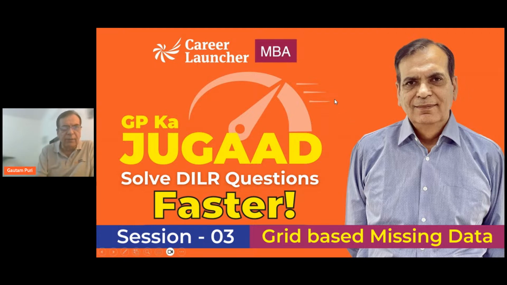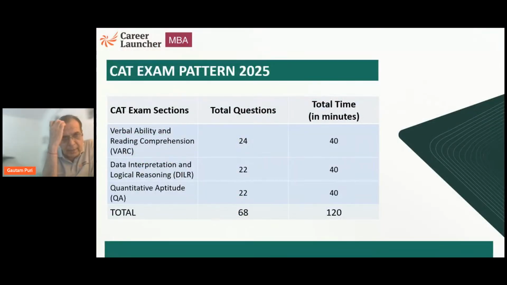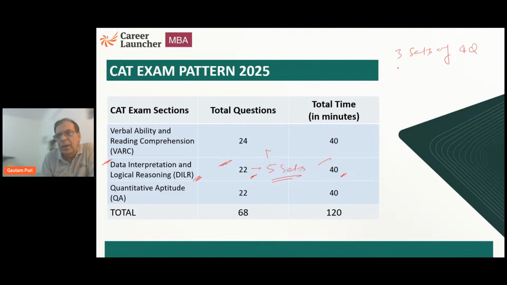Okay, so let's get started with the session. Very quickly, just an overview. CAT has 3 sections, and we are talking about the middle section, which is the DILR section, which last year gave you 22 questions to be solved in 40 minutes, and these 22 questions were split between 5 sets of data. There were three sets of, if I remember correctly, 4 questions each, and 2 sets of 5 questions, which would add up to 12 plus 10, 22 questions in 5 sets.